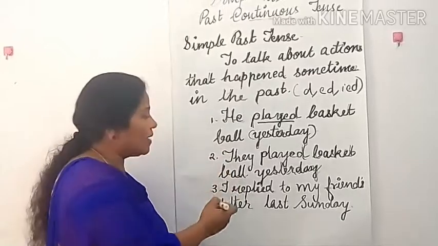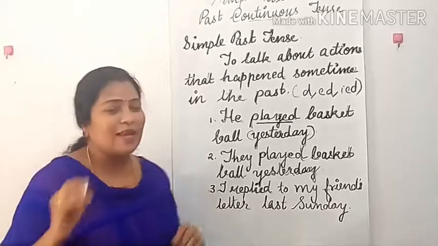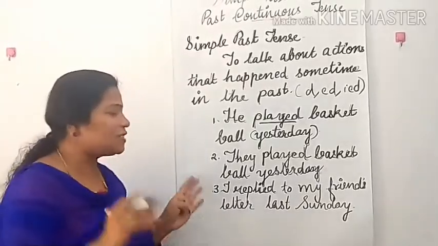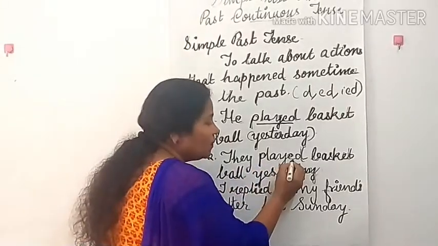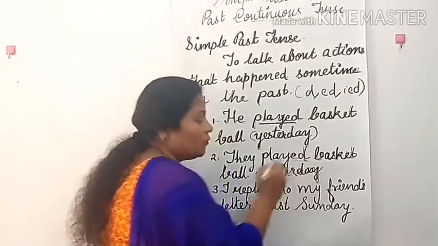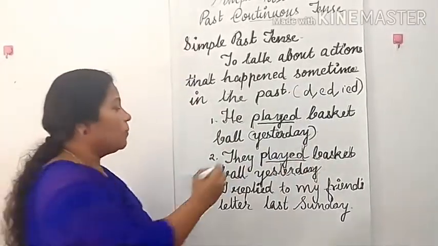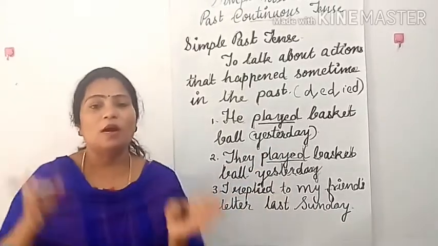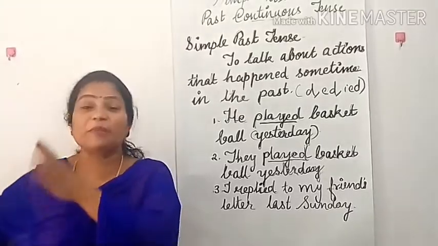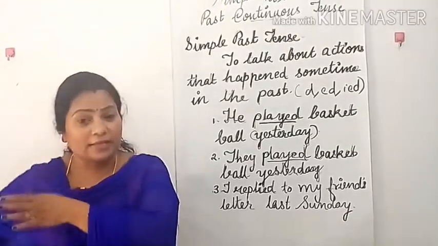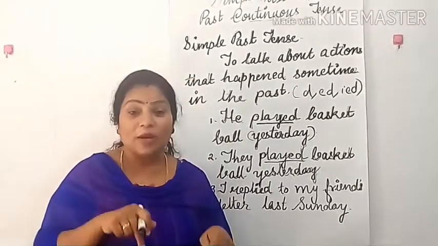Just see the other example. They played basketball yesterday. See, it's the same example that I used just to make you understand something. Here also we have the verb, that is ed is added to the verb, and so we know that it is in the simple past tense. Now, they played basketball yesterday. They also played. They played yesterday. That means they started yesterday and it is finished. Today we are talking about it.